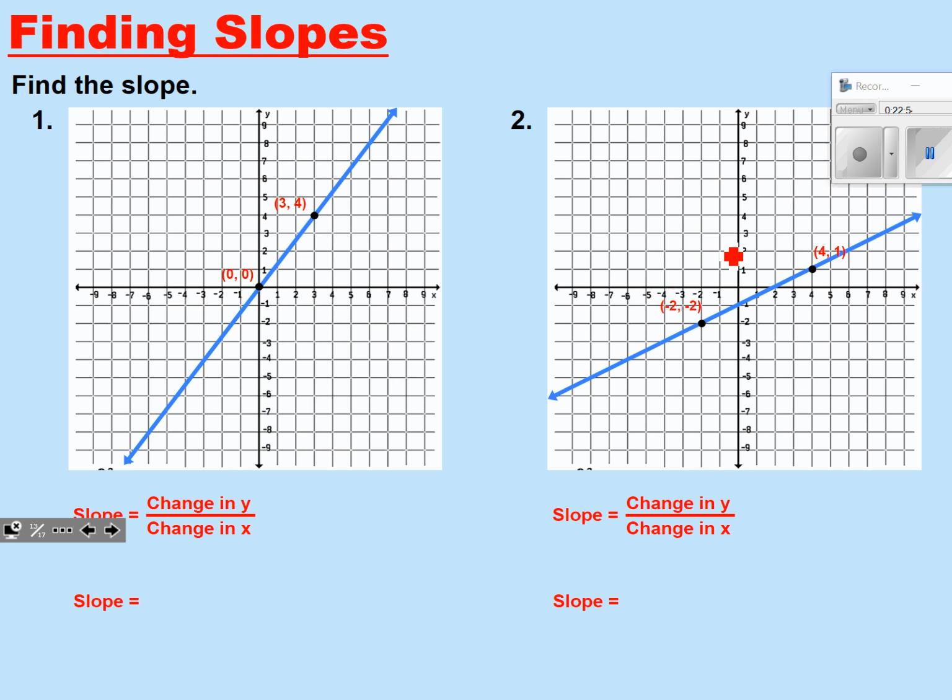So again, for 1 and 2, in order to figure out slope, to mentally help you guys out, make the triangle between the 2 points given. So the vertical change is 4, the horizontal change is 3. The change in y, the vertical change, is 4. The change in x is the horizontal change, which is 3.